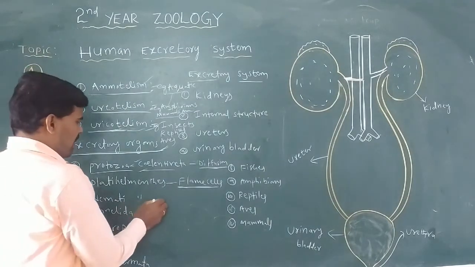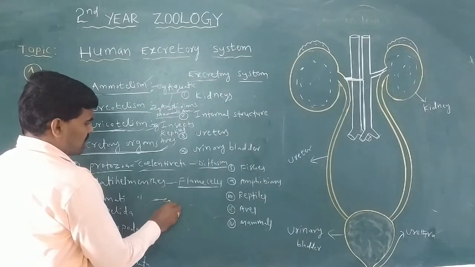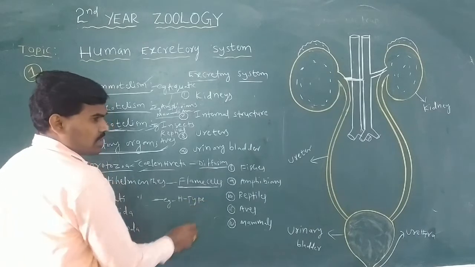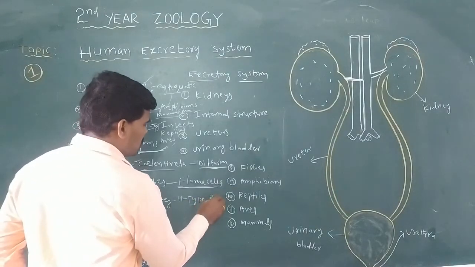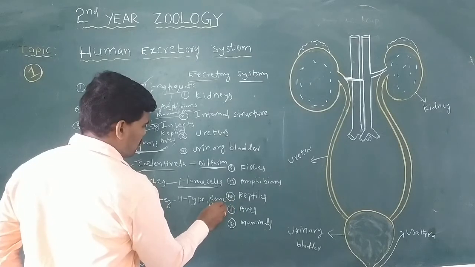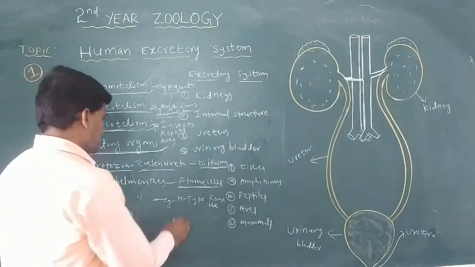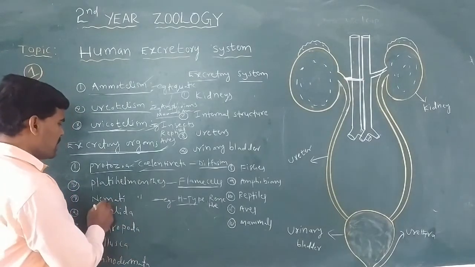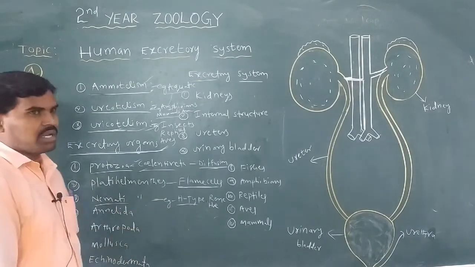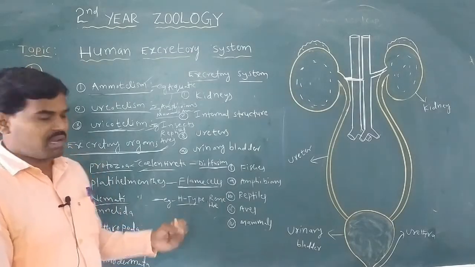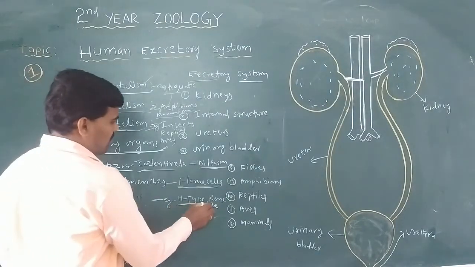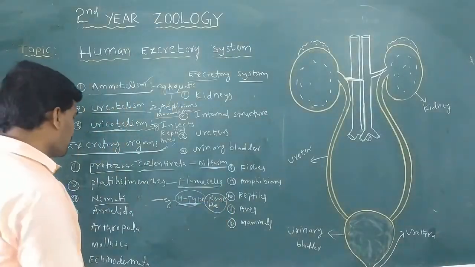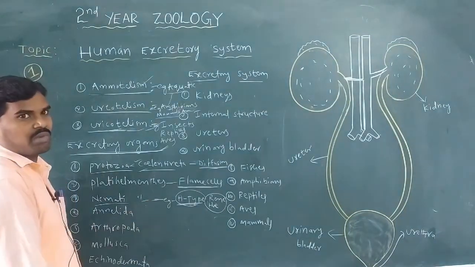Next, the Nematohelminthes phylum. The excretory organs are H type or renette cells. The H type or renette type of excretory organs is present in the Nematohelminthes phylum of animals.